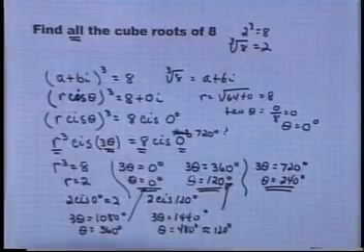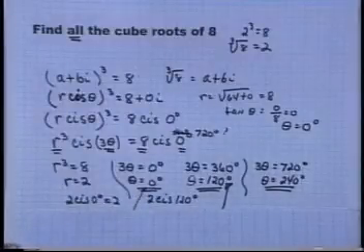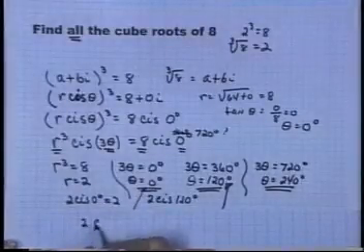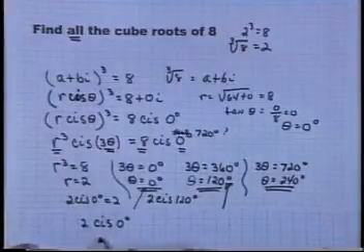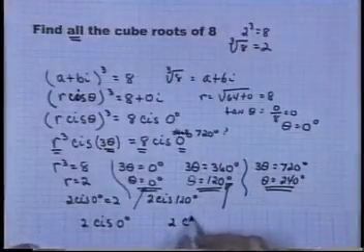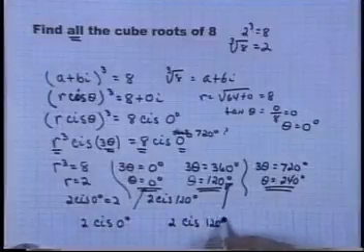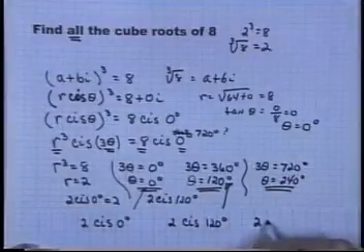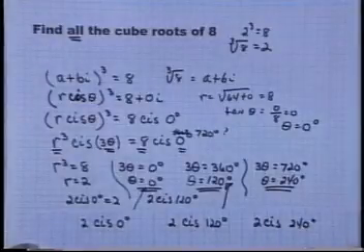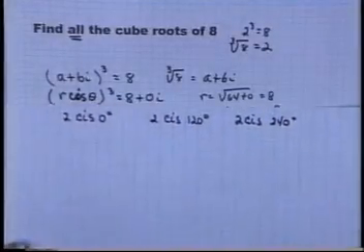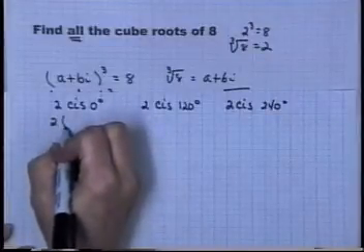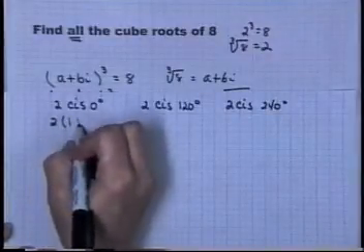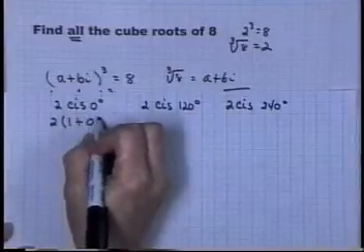Let's see what implications this has for our cube roots. Keep in mind I've got 2 cis 0 degrees. I have 2 cis 120 degrees. And I have 2 cis 240 degrees. I have 3 distinct answers. Now, cosine of 0 degrees is 1. And of course the sine of 0 degrees is 0.